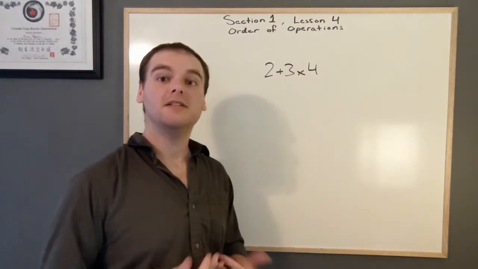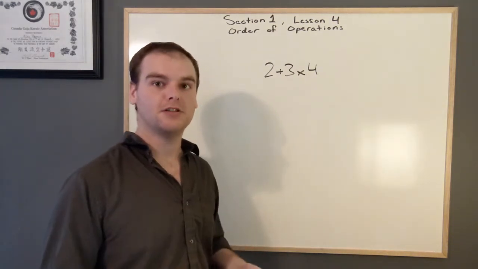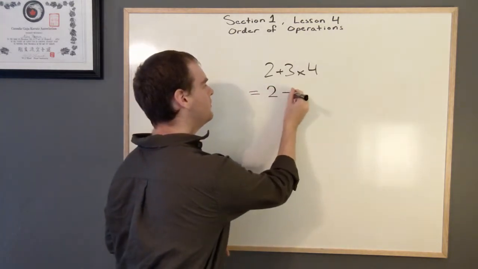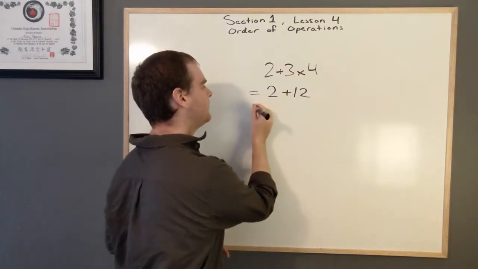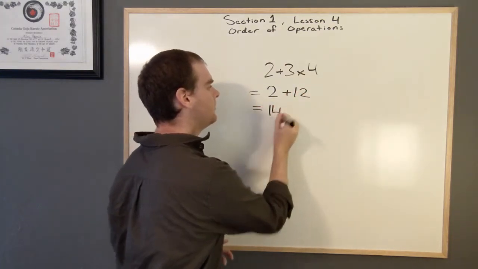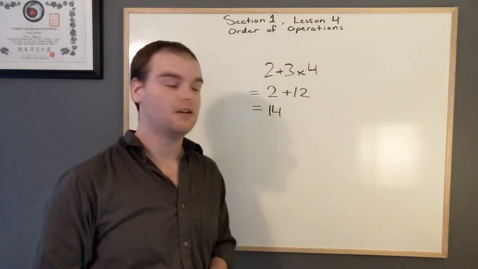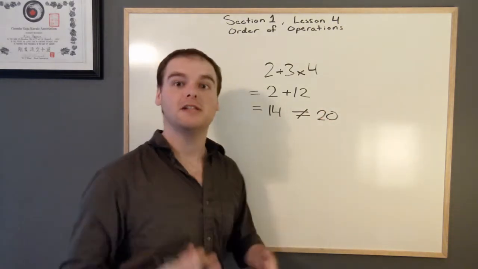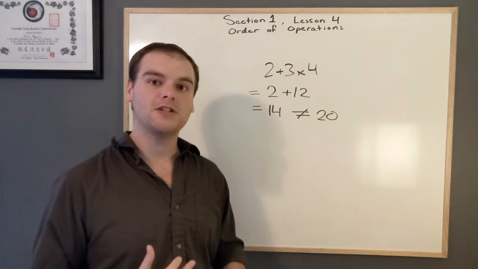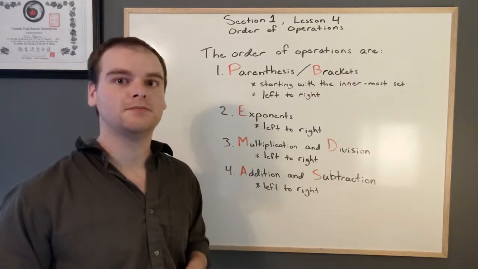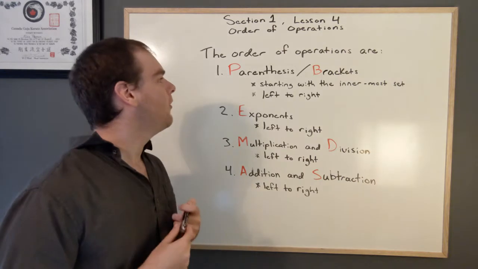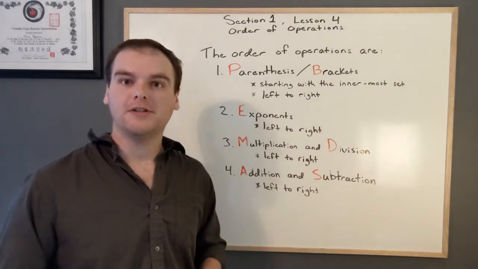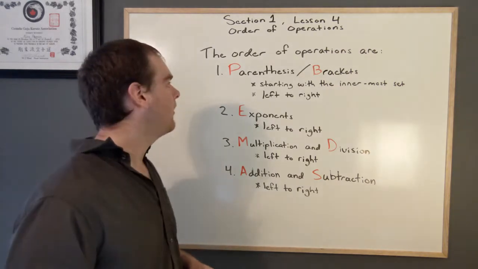Spoiler alert. Instead, if I start with the multiplication, 3 times 4 is 12. So we have 2 plus 12. Well, that equals 14. And 14 is definitely not equal to 20. So you can see how, depending on the order that we do the operations in, we can get a different result.